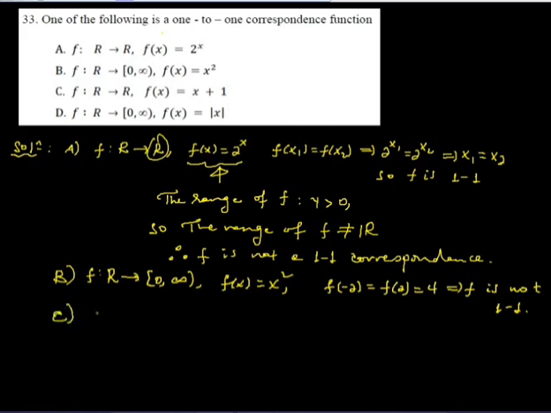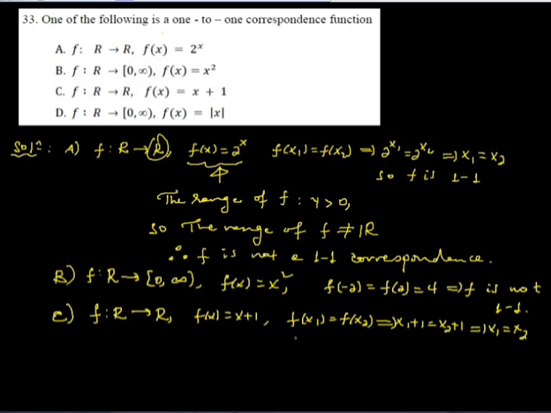Let's see the C case. In C we have f a mapping from real numbers to real numbers defined by f of x equals x plus 1. Okay, here let's check the two conditions. F of x1 equals f of x2 implies x1 plus 1 equals x2 plus 1, which gives us x1 and x2 are the same. So f is one-to-one. This function is one-to-one.